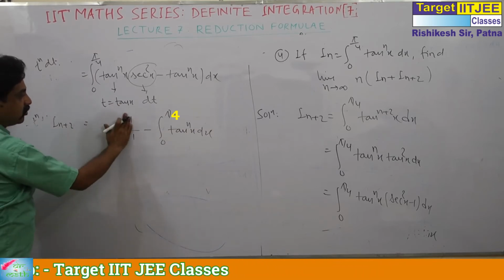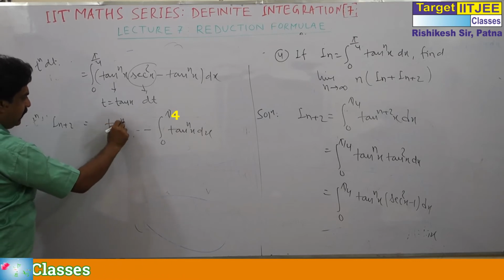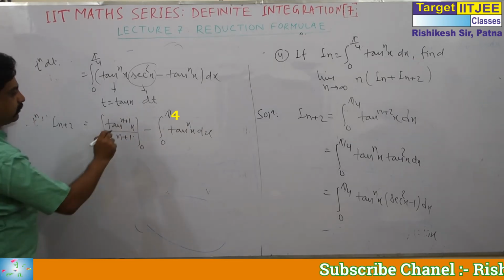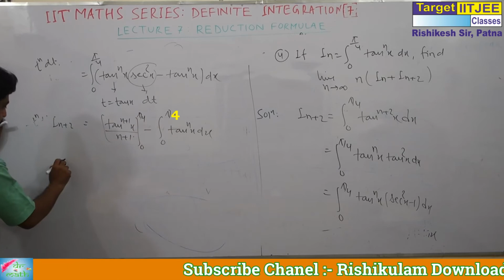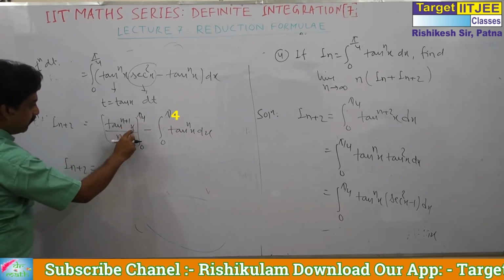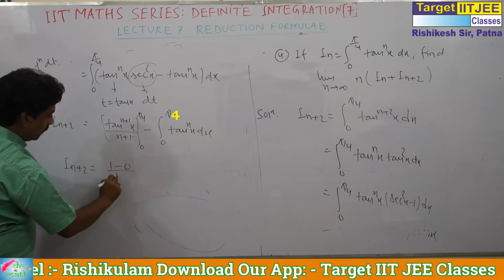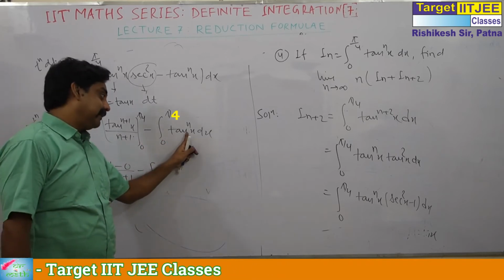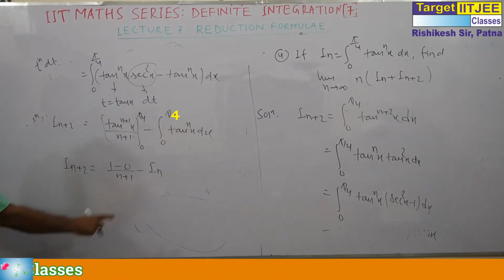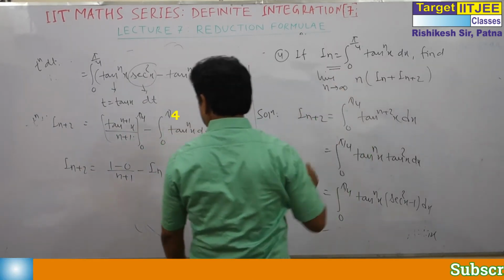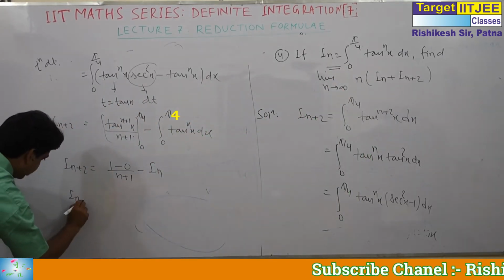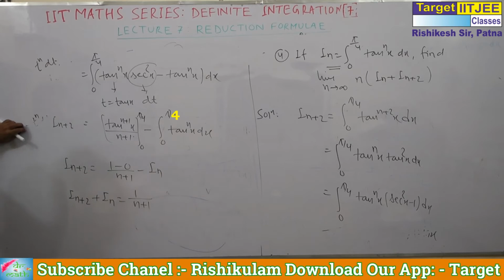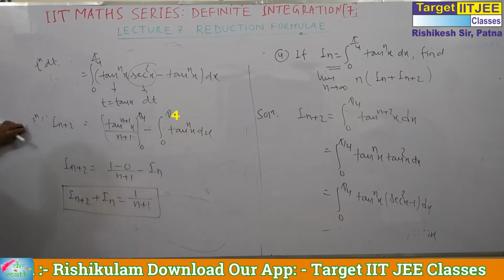And t is tan x. So we can write tan to the power n plus 1 x by n plus 1, from 0 to pi by 4. So In plus 2 is, tan pi by 4 is 1, so this is 1 minus 0 by n plus 1, and minus In. You can recall this is In, the given. So In plus 2 plus In is 1 by n plus 1. This is actually the reduction formula.